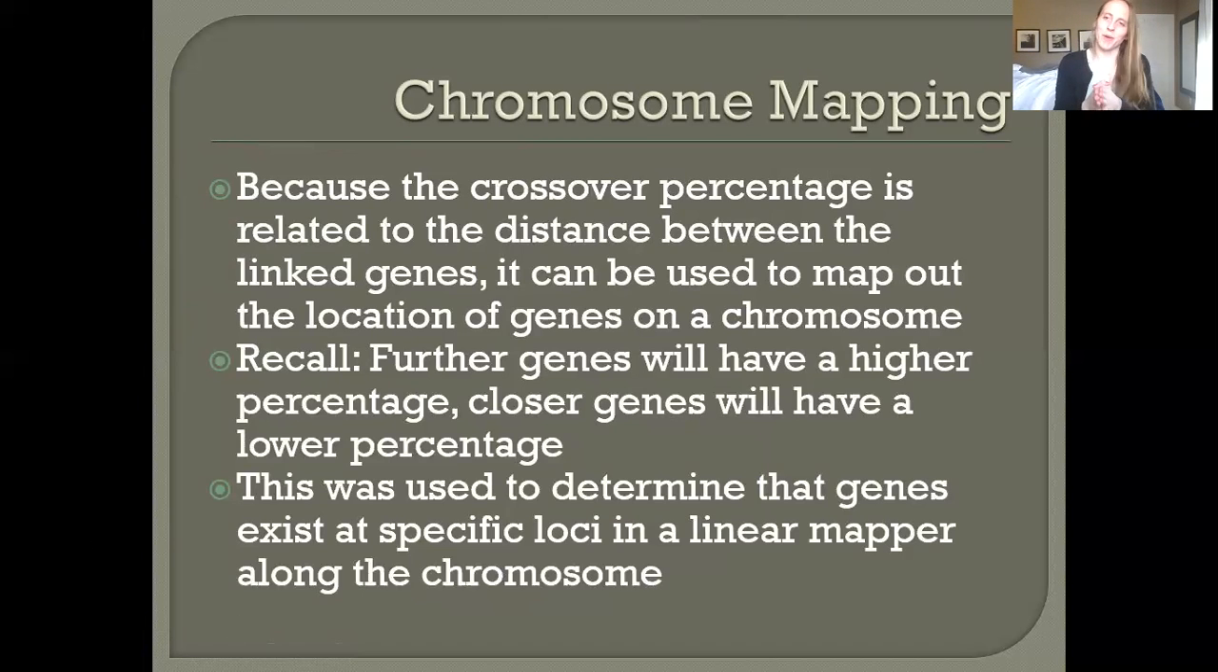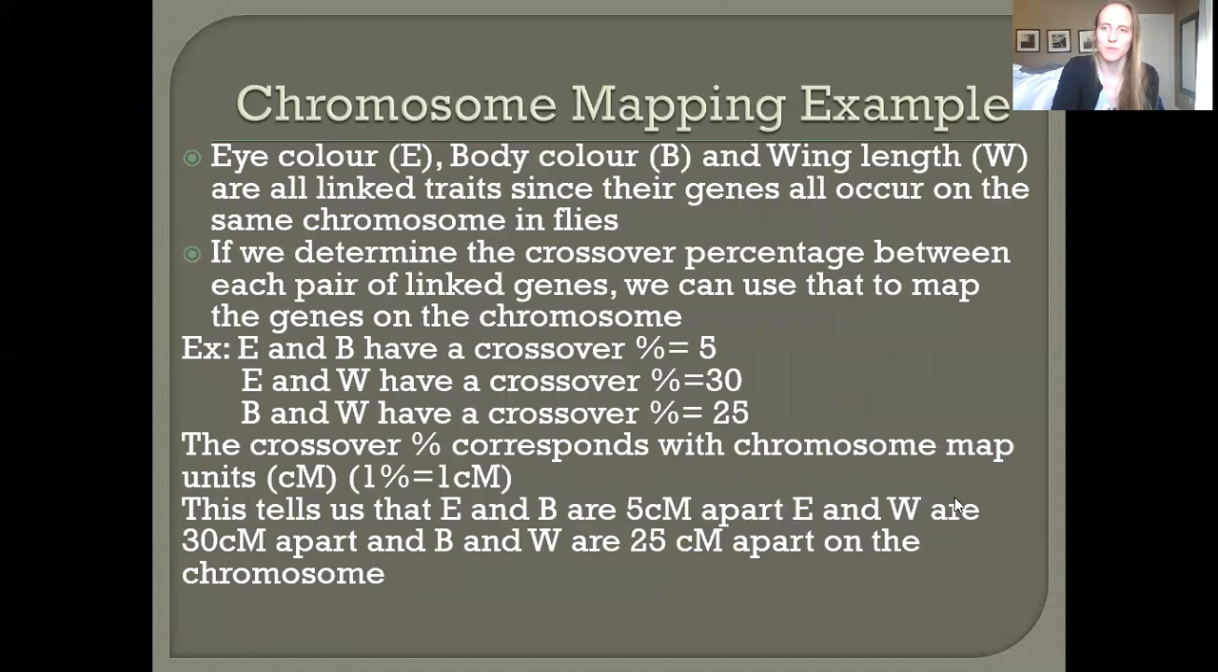Okay, this is the most important part, chromosome mapping. So with chromosome mapping, all you're doing is you're using crossover percentages in order to determine how far apart different genes are on a chromosome. The higher the percentage, the further apart they will be. And so you just kind of create a straight line and draw where different genes will be on that based on their recombination frequencies or crossover percentages. So we'll just run through a quick example here.